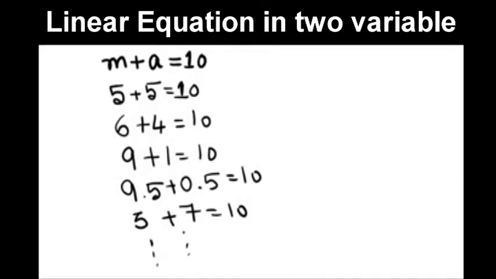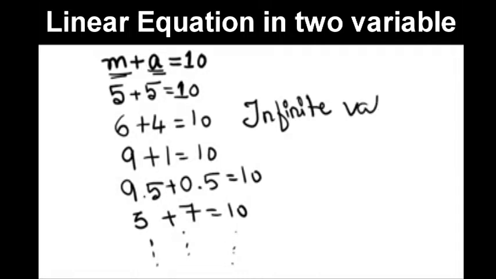If we list like this, we actually get an infinite number of values. It's difficult to tell the exact price of the mango and the exact price of the apple. So it has infinite results. We cannot tell definitely what is the actual price of these fruits. So this is the problem we normally face in a linear equation in two variables. Then how to solve this problem?